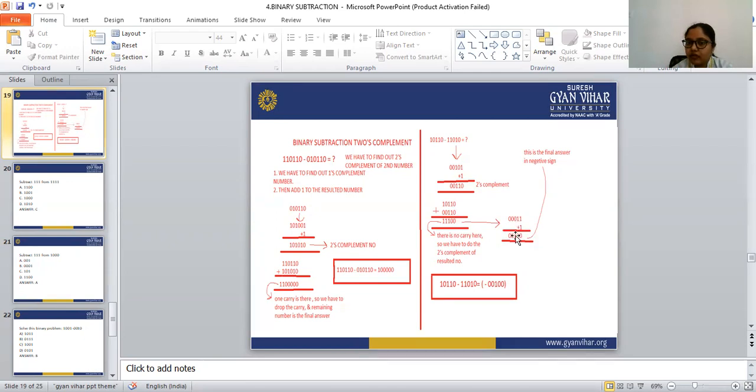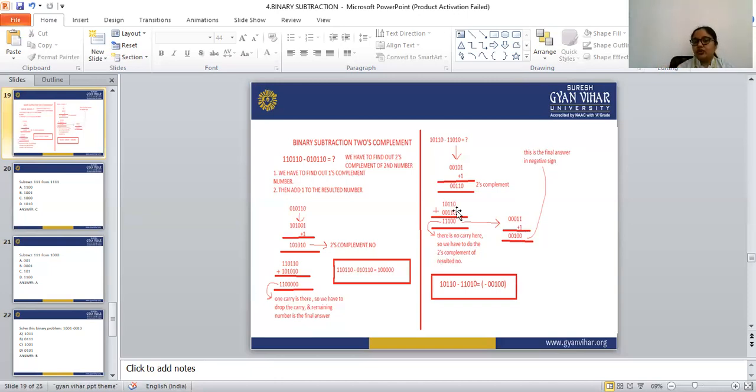1 carry here, 1 plus 1, 1, 0, 0. So this is the final answer, and this answer should always be in the negative sign. In two's complement only we will get the negative signed answer. In the one's complement there is no negative sign, only in the two's complement. Now, in the complement binary subtraction method we will get a negative signed answer.